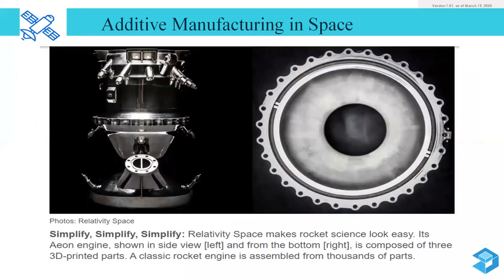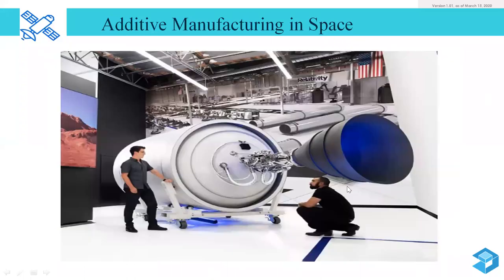And Relativity Space has been able to make rocket science look easy. And they've been able to manufacture this component. This is called the Aeon engine. It has a lot of injectors directly made using 3D printing. And this is the same product that you see right here. These are the co-founders, and they were able to manufacture this. If you had seen the second webinar, Mr. Rahul Pese showed the technology that was used for manufacturing this.